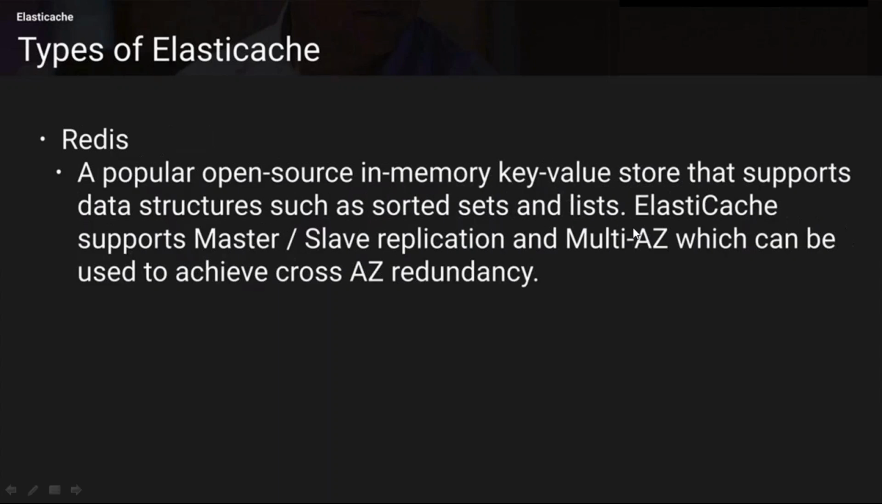So the popular tools that we use today can be easily merged with this Memcached environment. And in case of Redis, it is again an open source tool which uses a key value store and supports data structures such as sorted sets and lists. So you get a little wider range in Redis. Elastic Cache also supports master and slave replication and multi-AZ, which can be used to achieve cross availability zone redundancy. So with these Redis engines, you can have a master and slave replication configuration, and you can also have it between multiple availability zones.